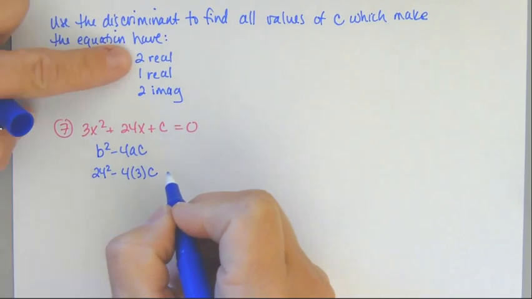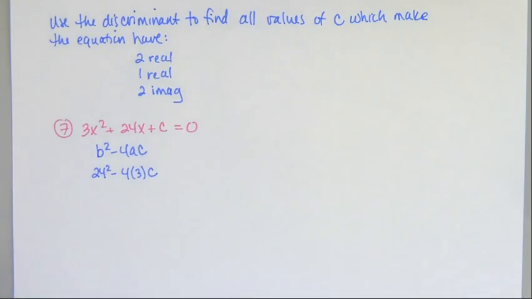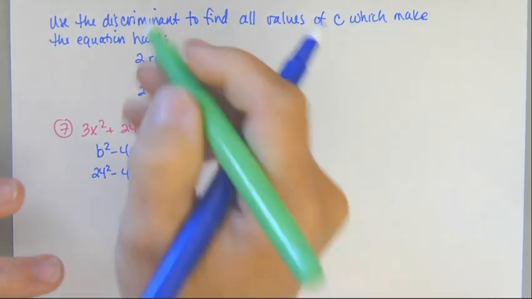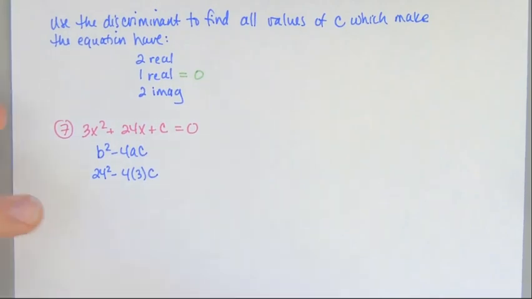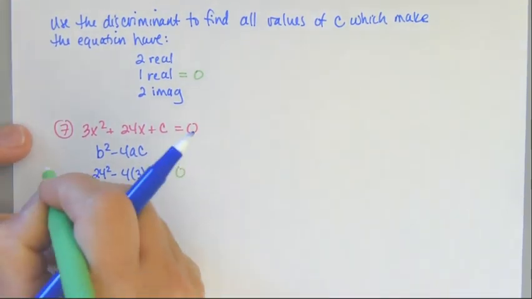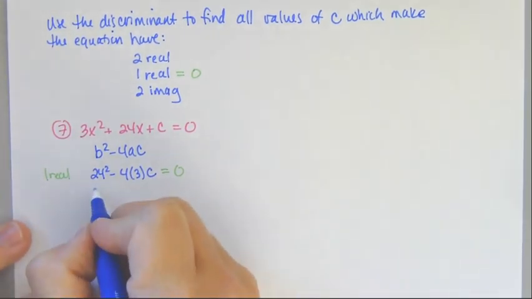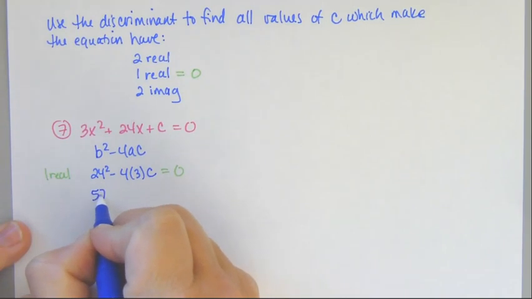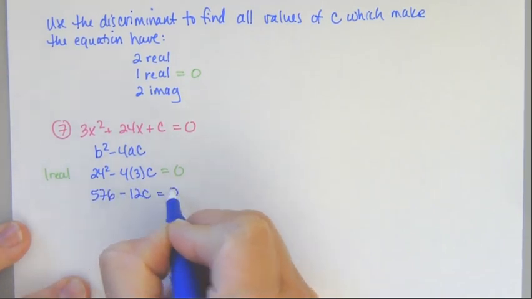First thing I'm going to do is I want to have 2 real answers. Actually, no, I'm going to jump and do 1 real first. If it's 1 real, the discriminant needs to equal 0. So I think that's going to be the easiest. First I'm going to set it equal to 0 to find 1 real answer. So I've got 24 squared is 576 minus 12c is equal to 0.